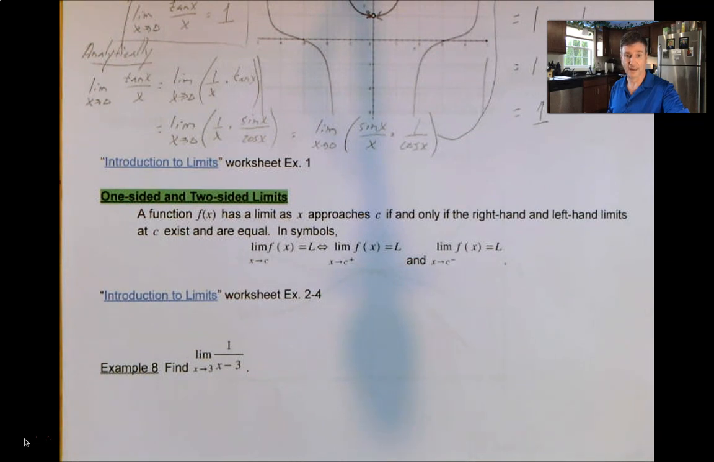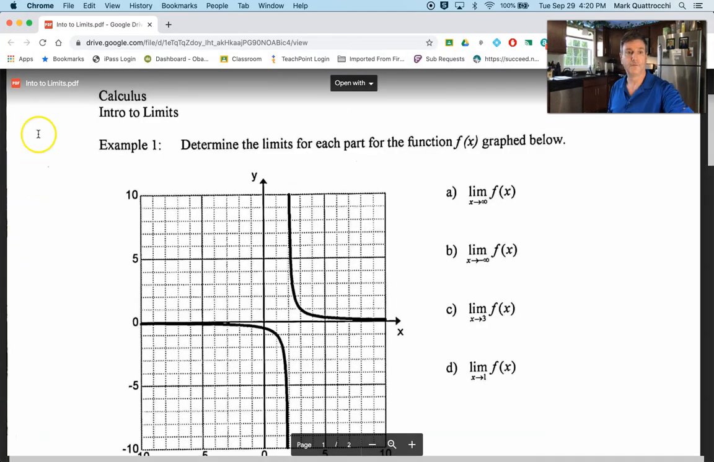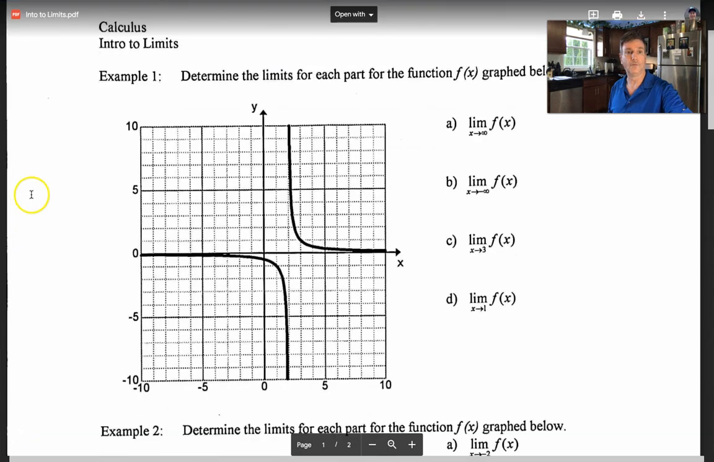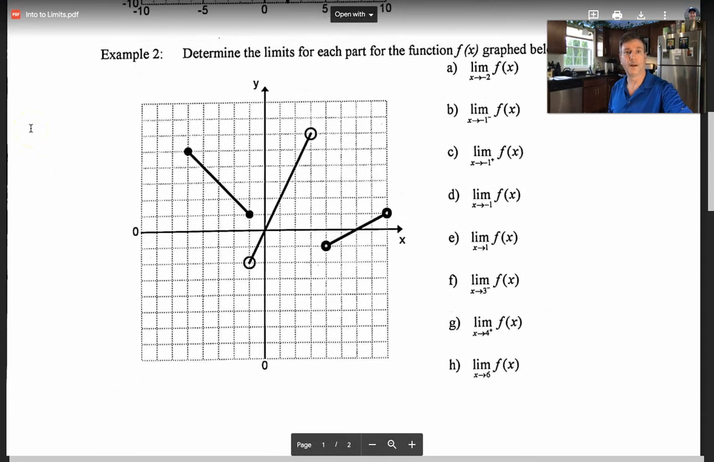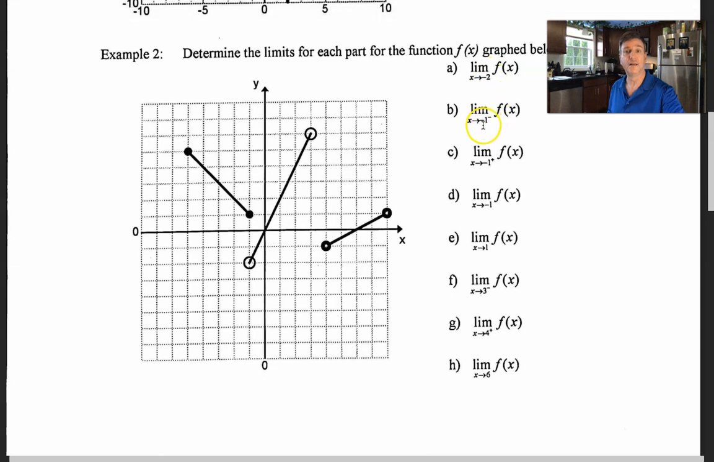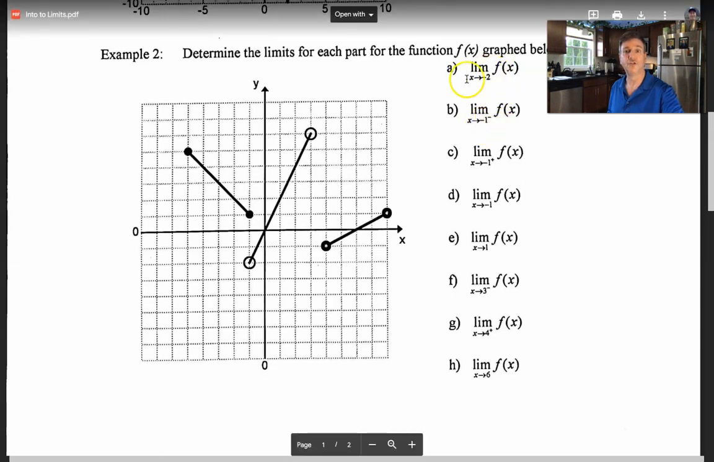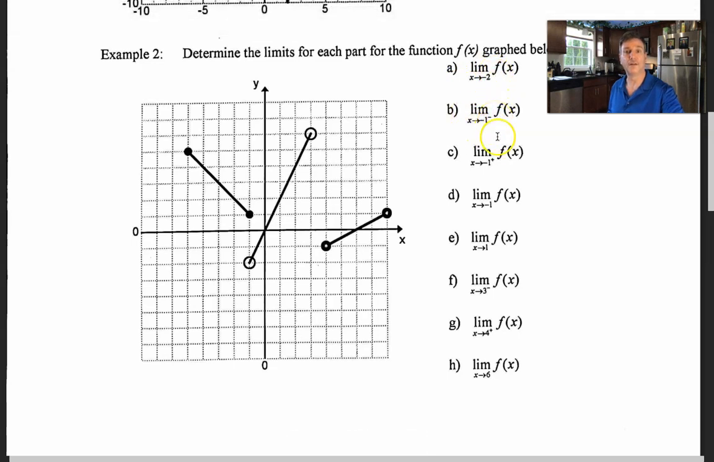So I'm going to go back to the worksheet again. I'm going to pause, make it full screen again, and scroll up to example 2. We're going to do 2, 3, and 4 now. All right, determine the limits for each part of this function. So we've got the limit as x approaches -2. Now notice it doesn't say anything up above the -2, as opposed to part B where it says -1 with a negative up in the exponent here. So this means it's a two-sided limit. This means it's a one-sided limit from the left. This is a one-sided limit from the right.